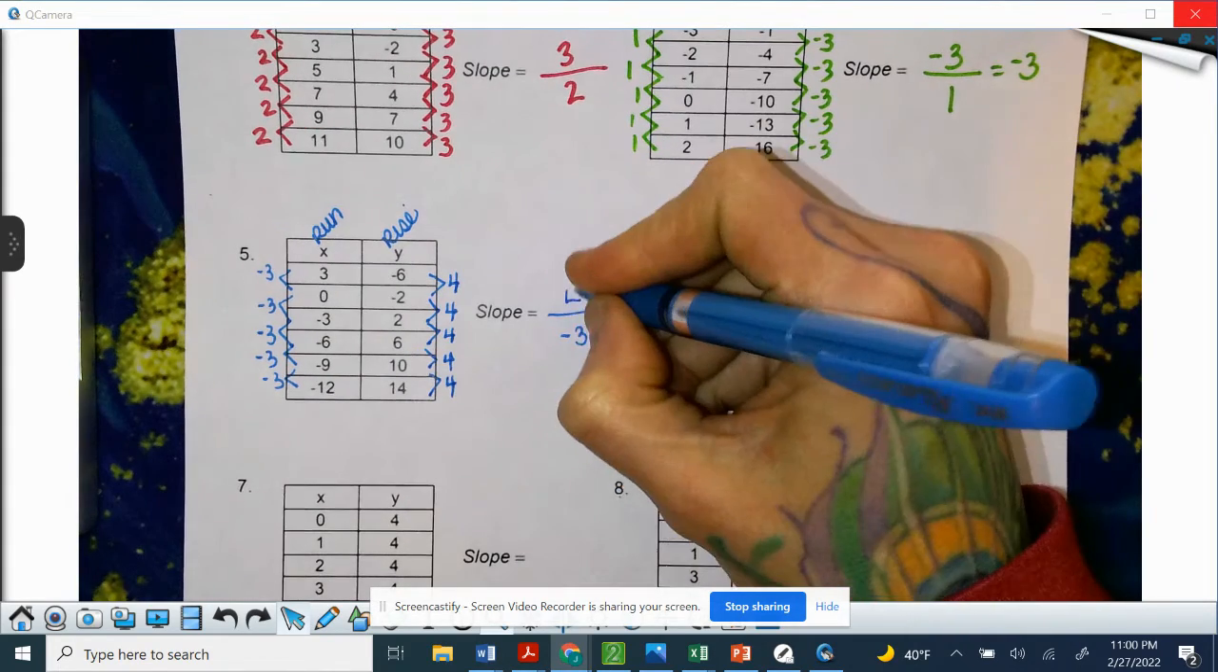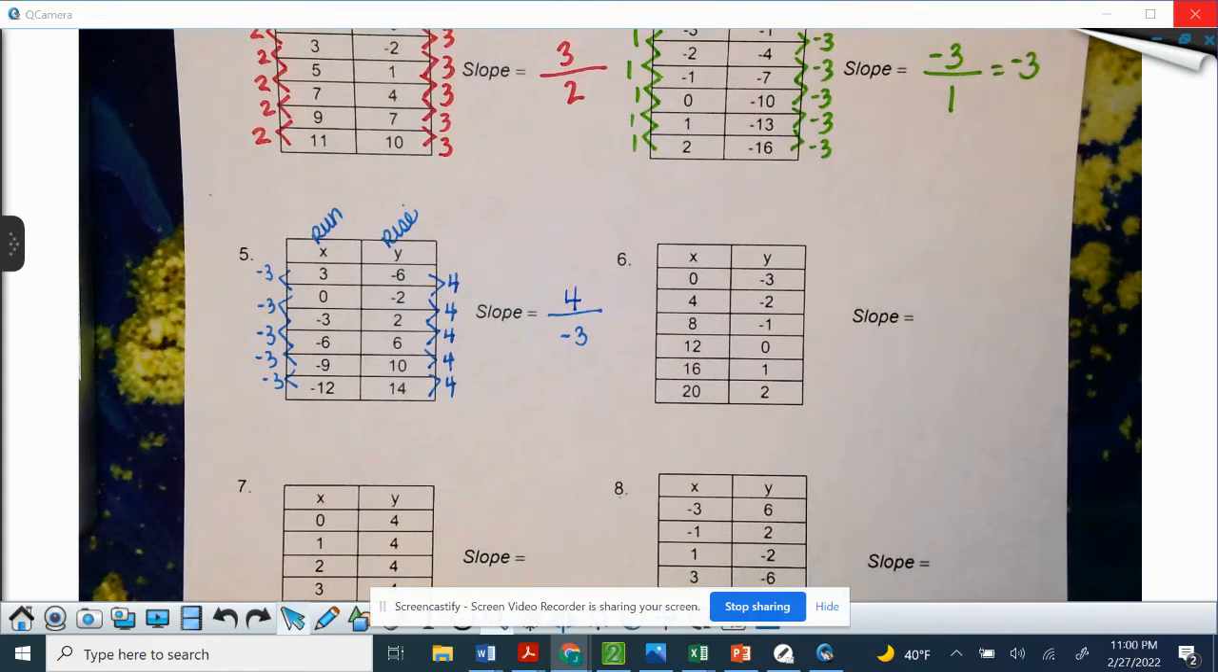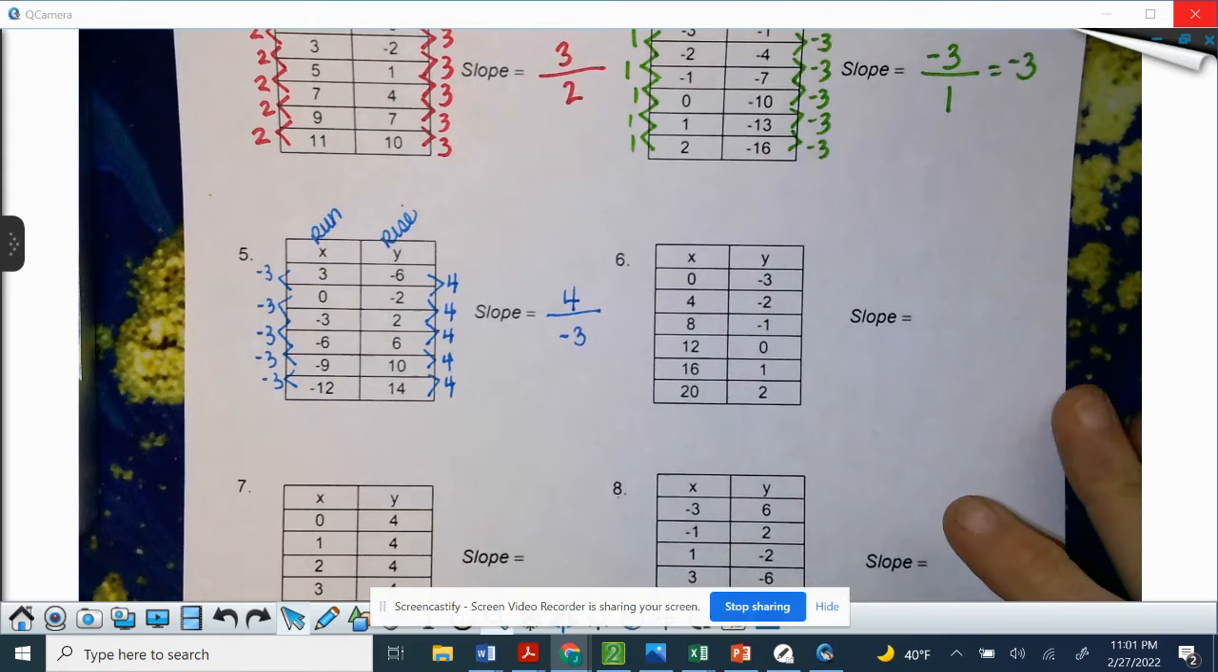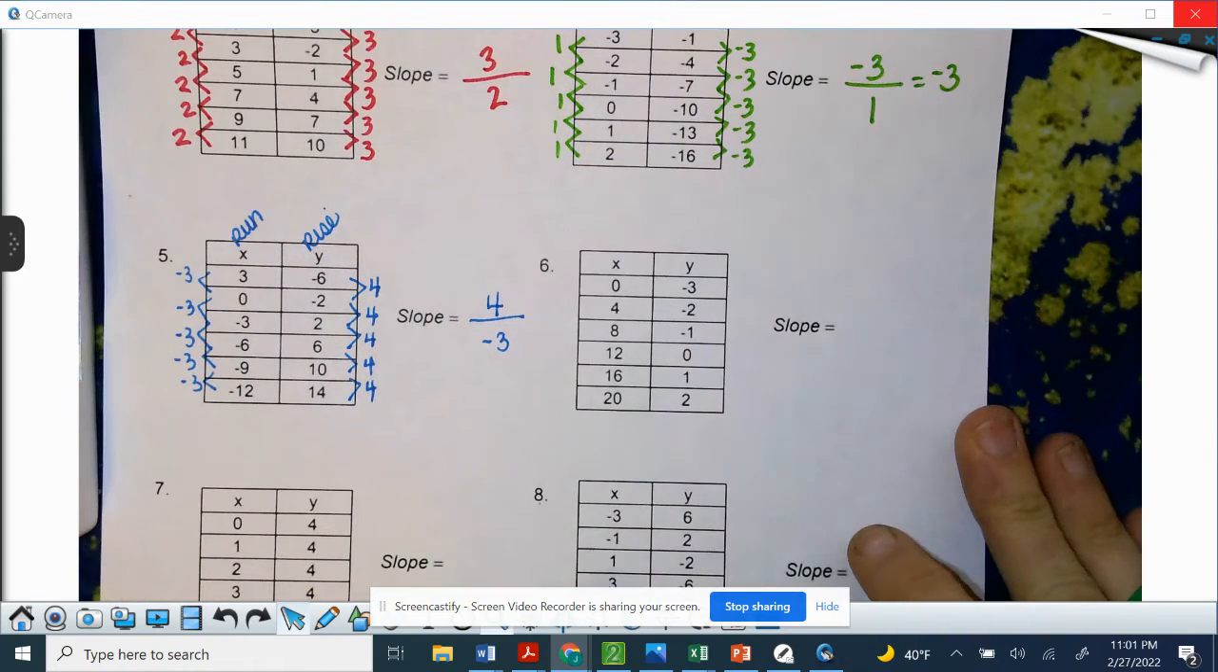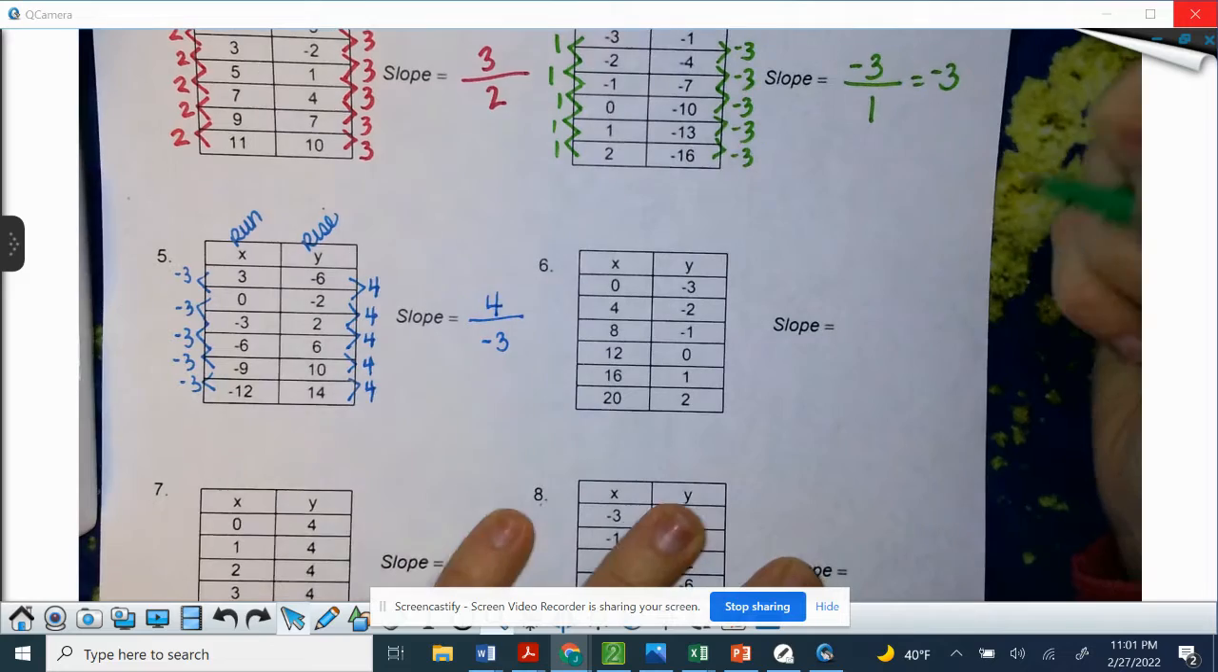You do want to always check these. Don't assume. They will give you tables that will jump around, and you need to be able to catch those jump arounds, okay? So rise 4, run negative 3. So it's going to be a negative line pointing down to the right-hand side if you're looking from left to right when you start graphing these lines with these slopes.